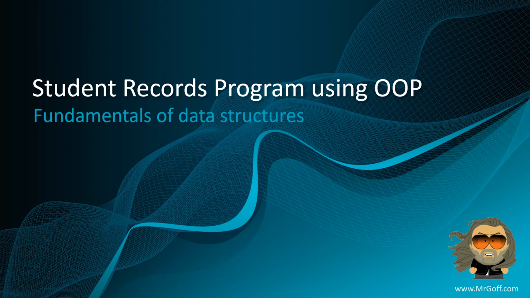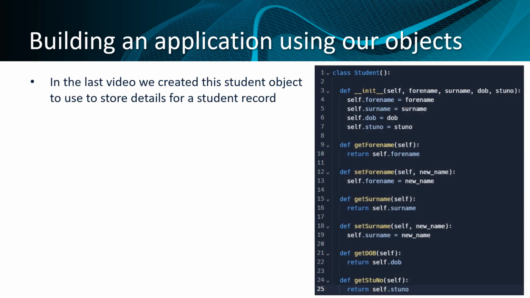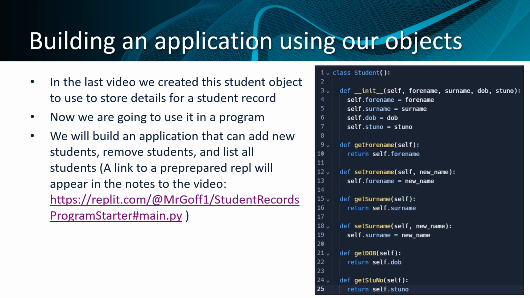This video carries on from the challenge set at the end of the last video and goes through how to create a student records program using object-oriented programming. In the last video, we created this student object to use to store details for a student record. Now we're going to use it in a program. We will build an application that can add new students, remove students, and list all students.